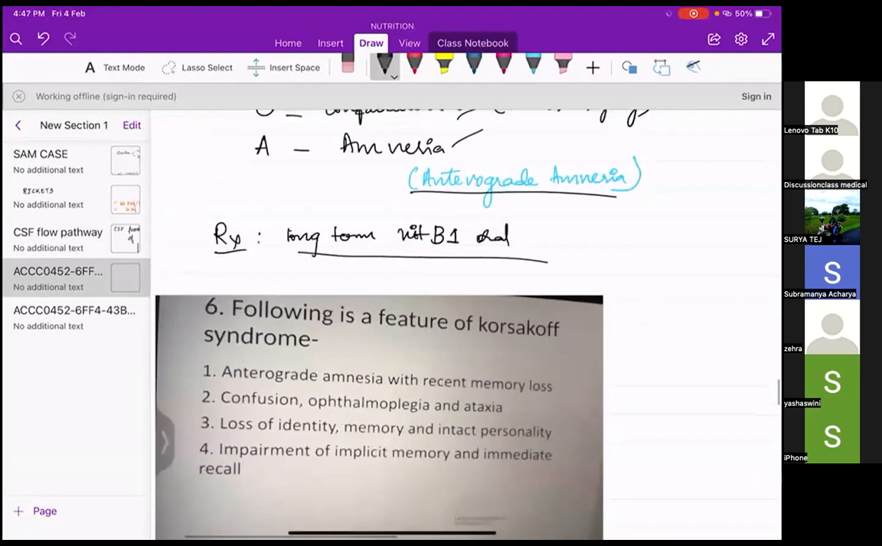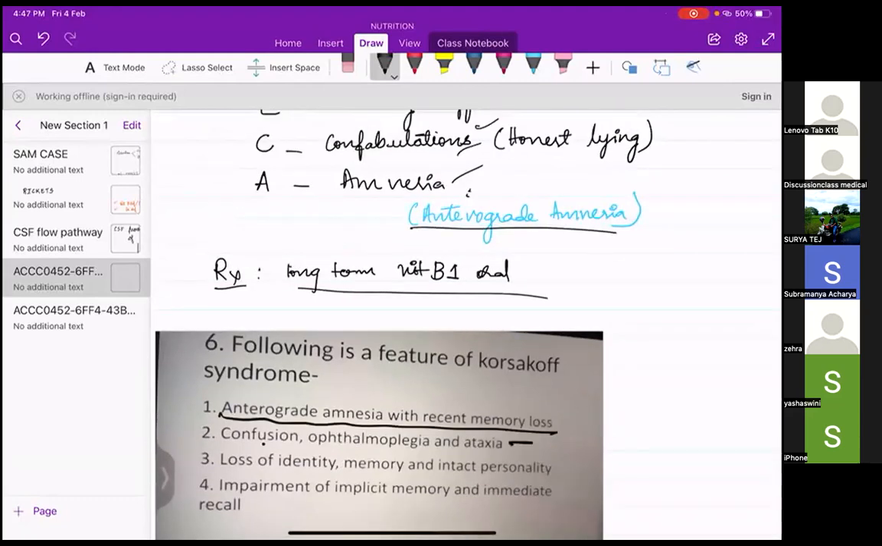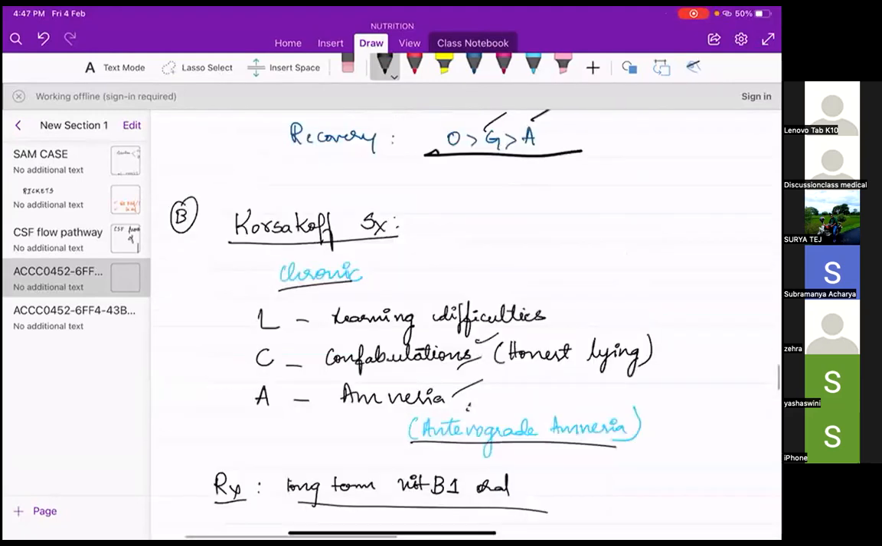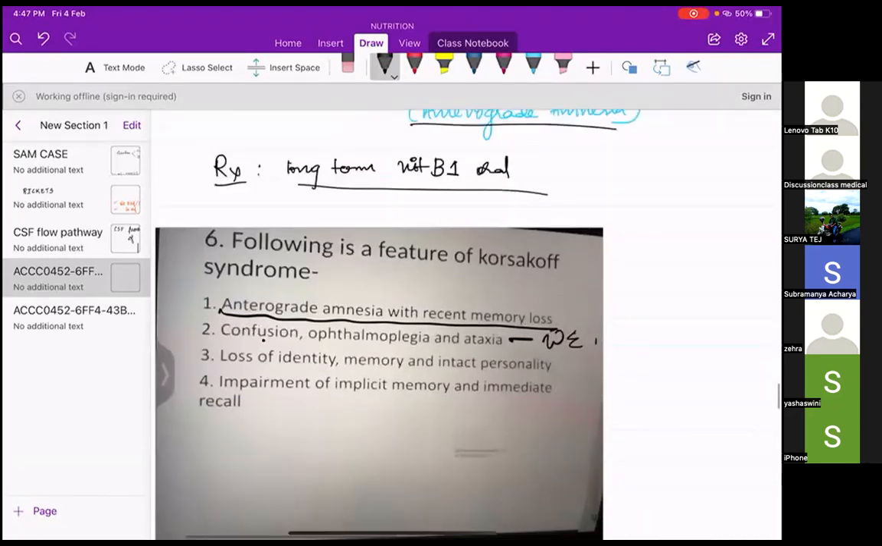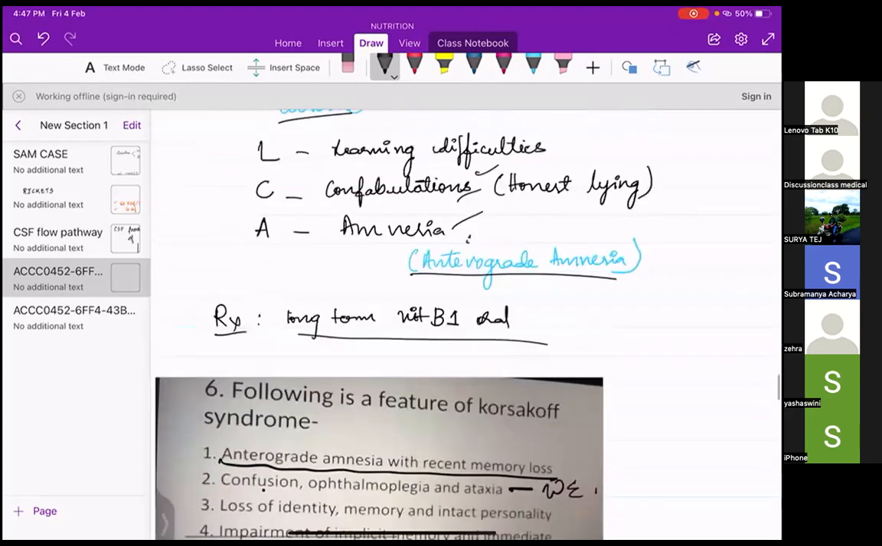If it is confusion, ophthalmoplegia and ataxia, what is this? It is your Wernicke's encephalopathy. So the difference between these two is important, as you might get confused. Here A is for amnesia, here A is for ataxia. So that is important. And next question.